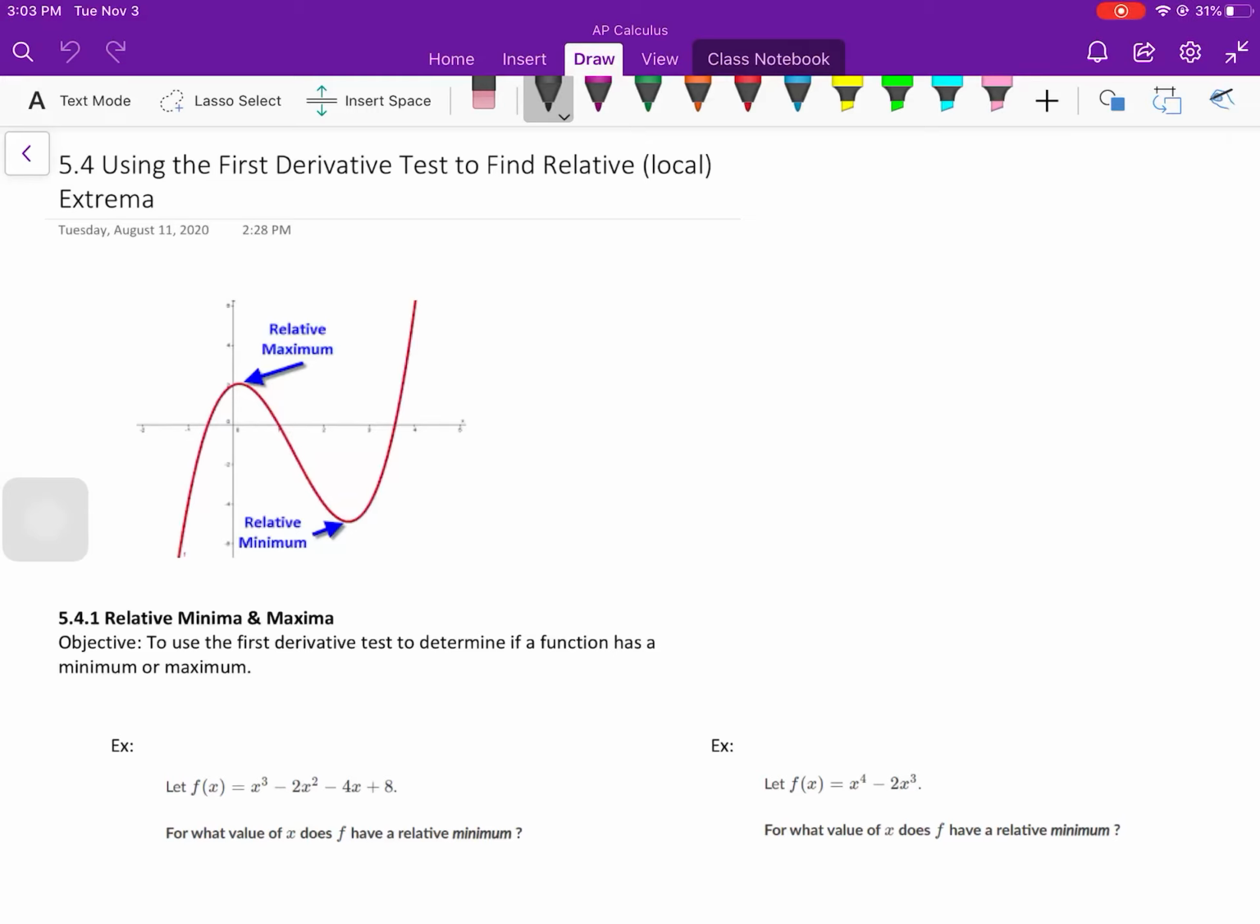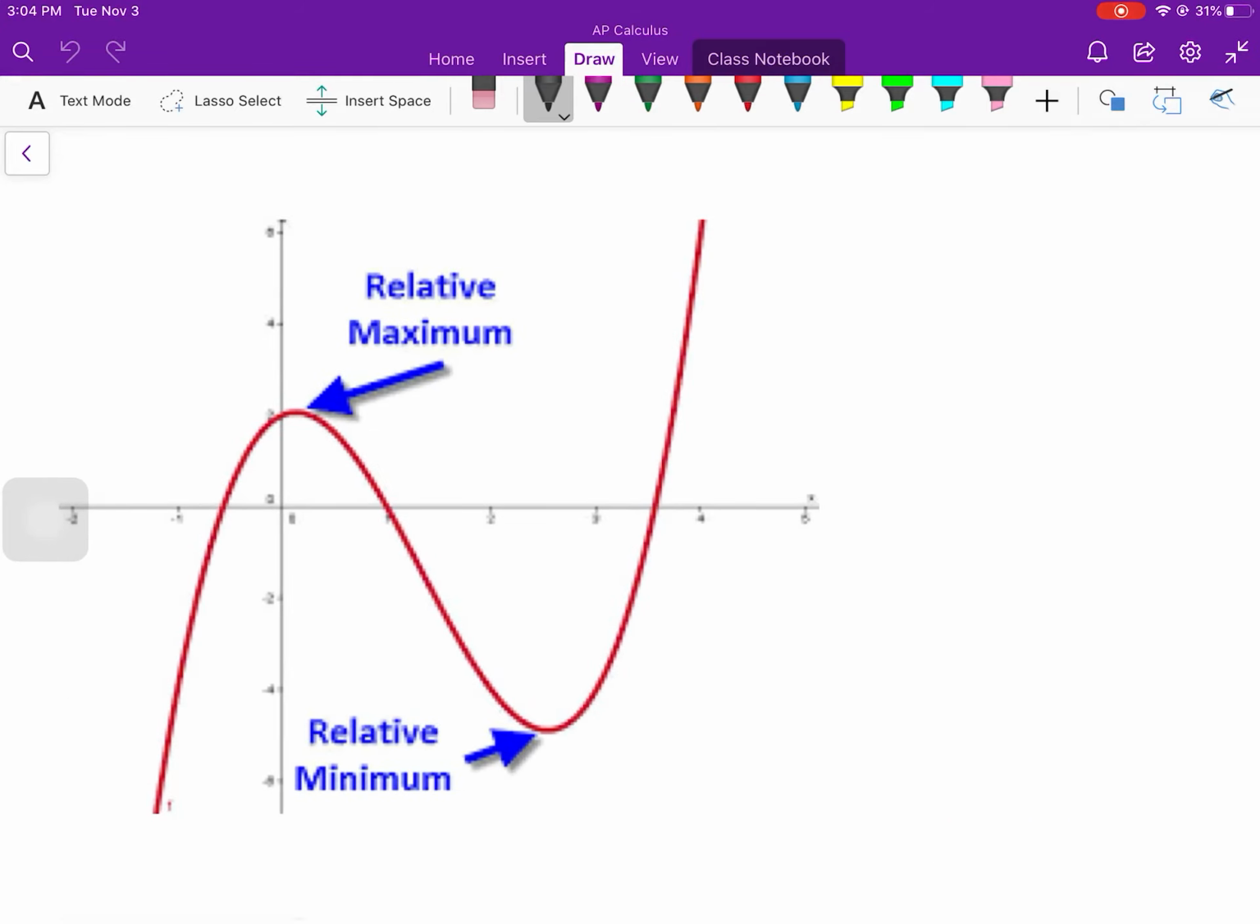In this video, we're going to learn to use the first derivative test in order to find out where the maximums and minimums are at. So let's just say this is our function f of x. Pay attention to the maximum. A relative maximum means that it's the greatest value within that local region. That's relative. We'll learn more about the absolute maximum later on, which is just as it sounds. It's the greatest in the entire graph.